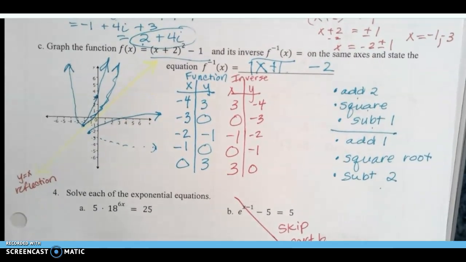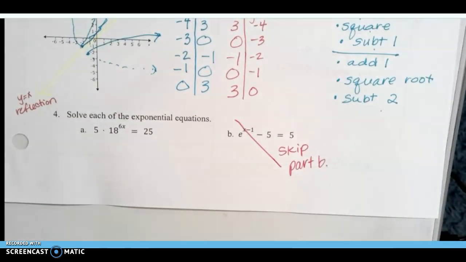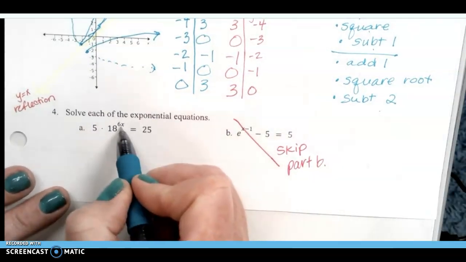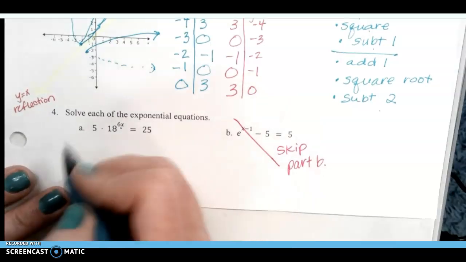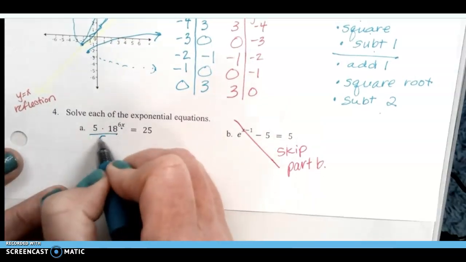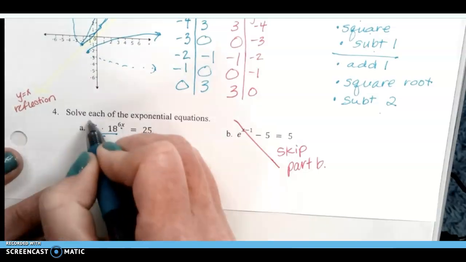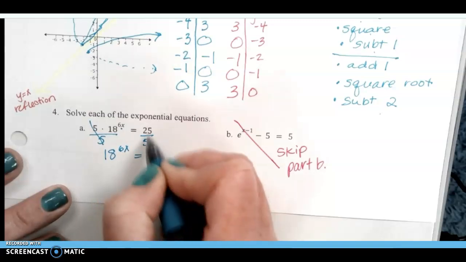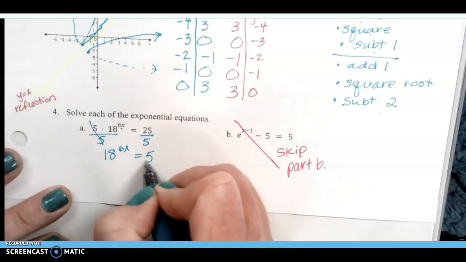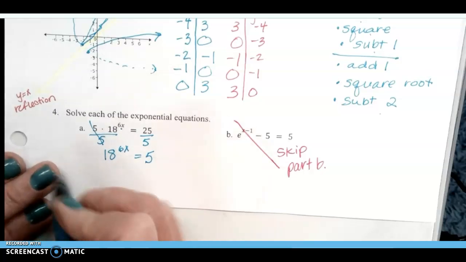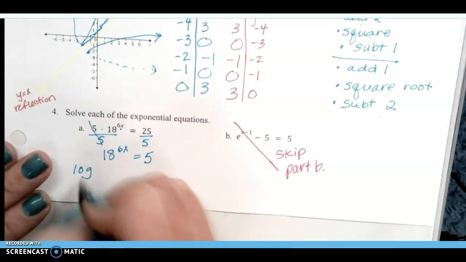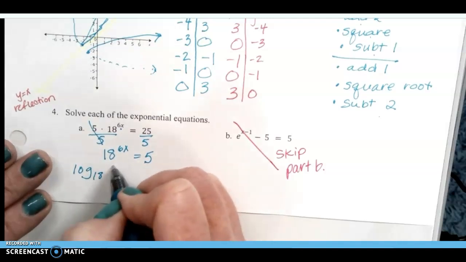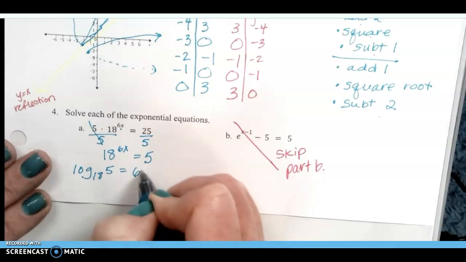Part 4 down at the bottom says solve each of the exponential equations. So we want to get this x by itself. I notice the whole thing is being multiplied by 5, so the first thing I'm going to do is divide by 5. These cancel, and I have 18 to the power of 6x, and then 25 divided by 5 is just 5. Then I'm going to rewrite my exponential using a log. So I'm going to have log base 18 of 5 is going to be equal to 6x.